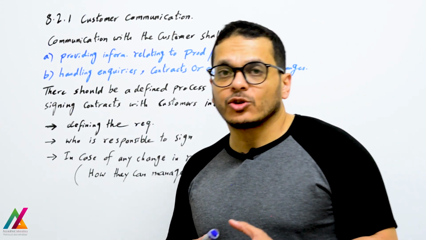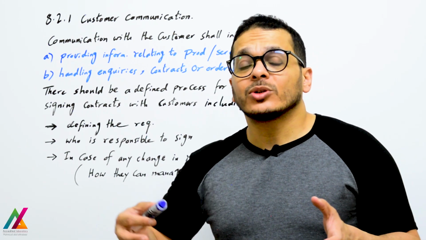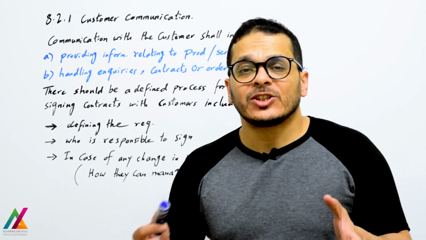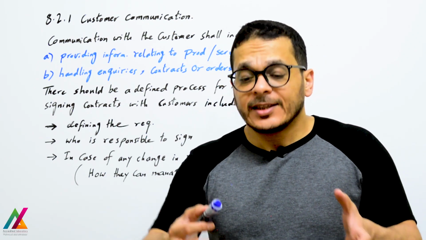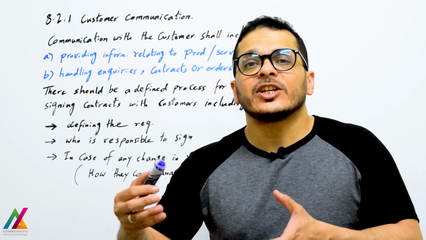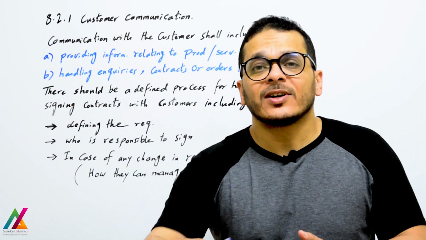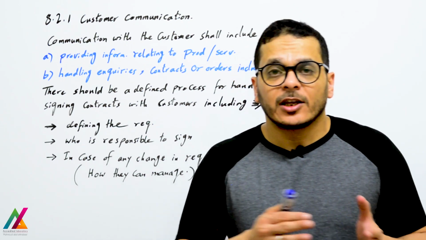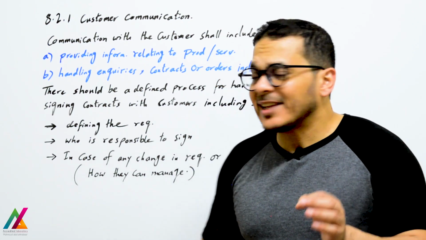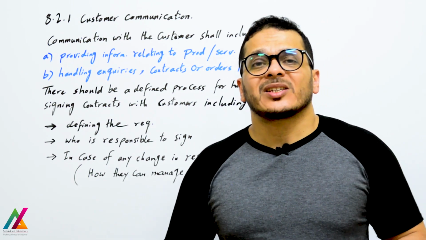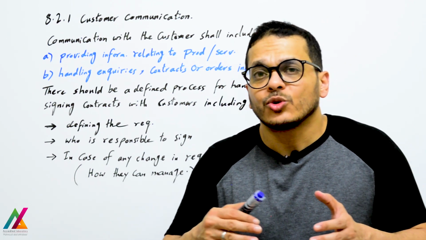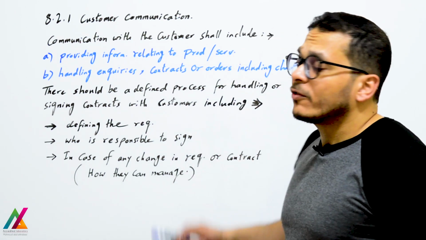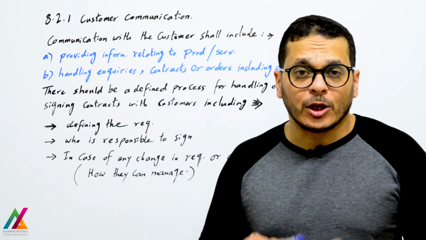Providing information related to product and service: the organization shall collect all information from the customer about his requirements relating to his product or service, and these requirements shall be defined well, and they shall ensure that they have all resources required to deliver this product or service. And also handling inquiries, contracts or orders, including changes. There should be a defined process. You should prepare a specific procedure for how to sign or handle the contracts with the customer, including the following points.